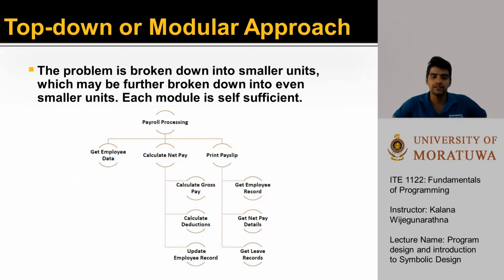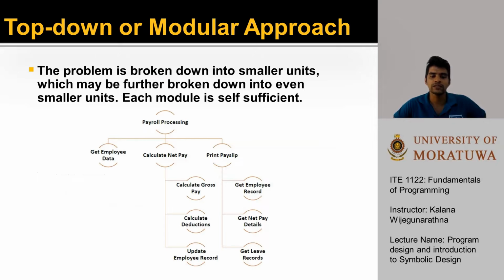As the name suggests, in the top-down approach, the problem is broken down into smaller units, which may further be broken down into even smaller units. Each unit is called a module. Each module is a self-sufficient unit that has everything necessary to perform its tasks. Hence, this approach is also known as the modular approach.